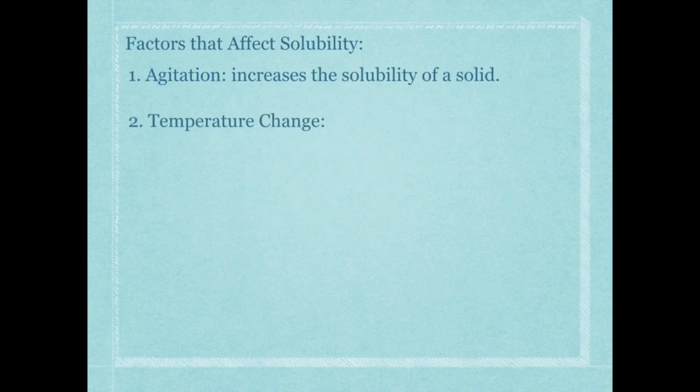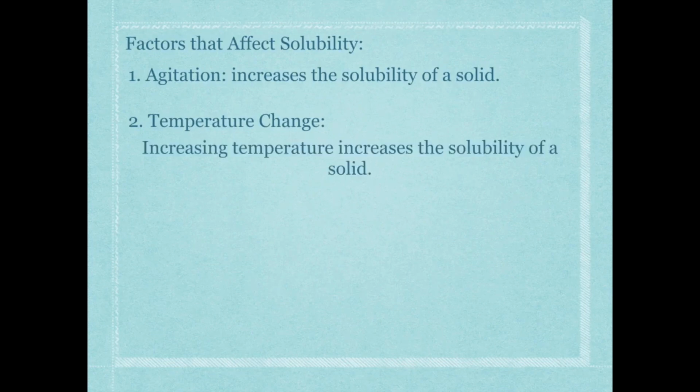The second factor is temperature. So if you increase temperature versus if you decrease temperature. If you increase temperature, then the solubility of a solid is going to increase. So if you think about it, when you're making hot chocolate, the reason why we call it hot chocolate is because we want to increase the solubility of the solute, your cocoa powder, into your water or your milk. And so if you increase temperature of the solvent, then the solute is better able to dissolve.